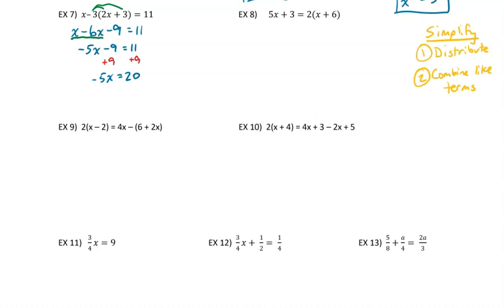Then divide by the coefficient. So in this case, divide by negative 5. We get x equals negative 4.